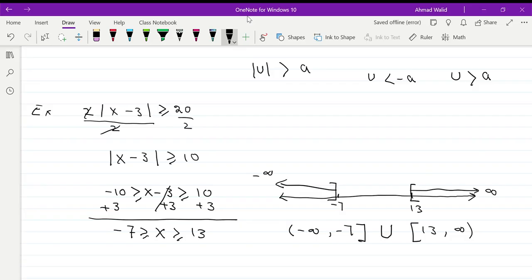There is nothing more about section 2.3. This was the last part of section 2.3 that I covered for you. I'll stop the lecture here and see you all in section 2.4.